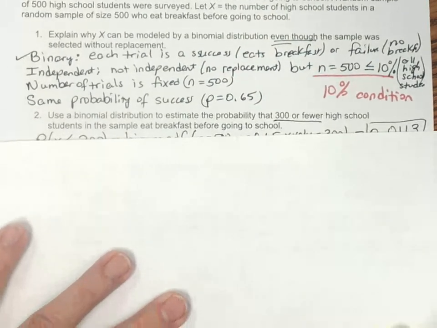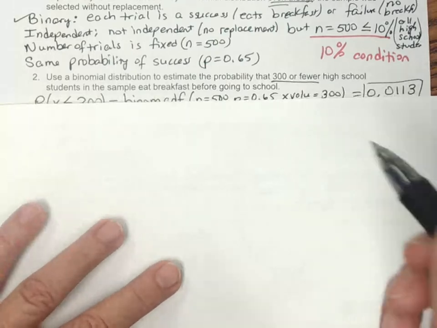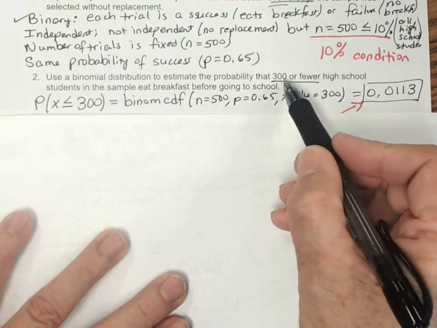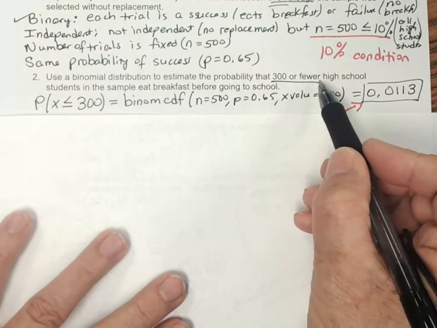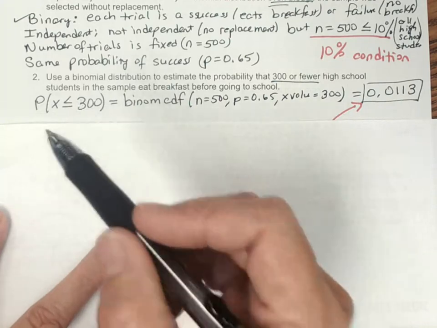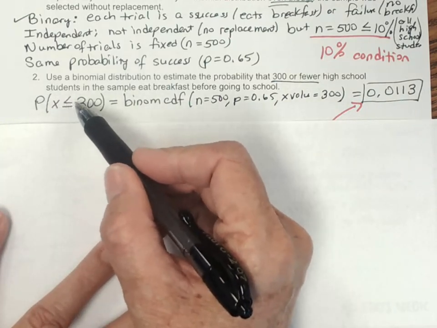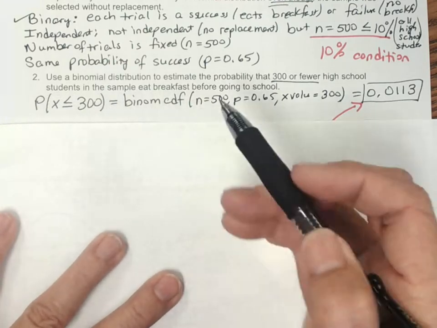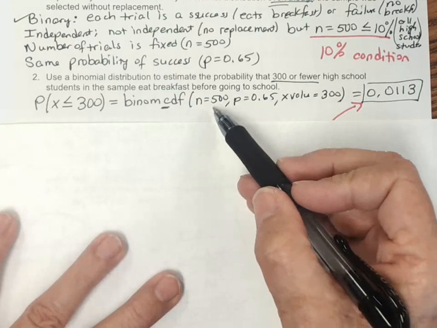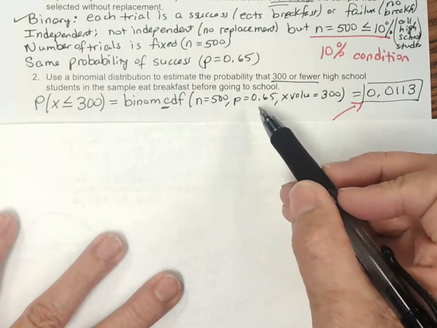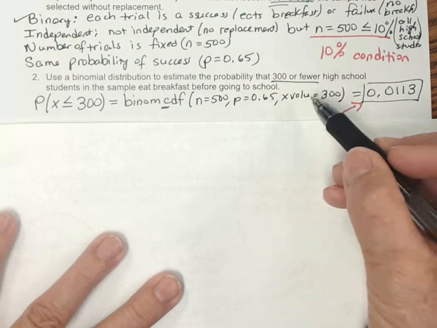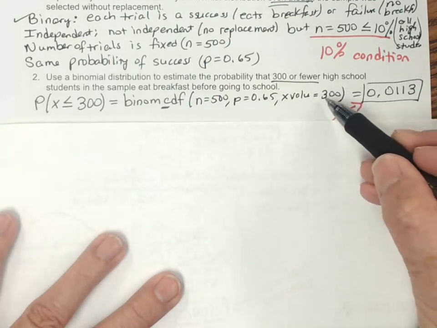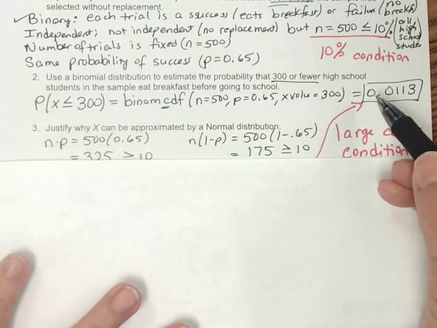Okay, use the binomial setting to estimate the probability of 300 or fewer. So that's going to be binomial CDF, because it's not that I want exactly 300, I want 300 or fewer. So I would write the probability that I'm trying to find of X being less than or equal to 300. And then this is how I'm going to plug it in the calculator, binomial CDF. Again, make sure we've got that CDF. Number of trials is 500, probability of success is 0.65, and the number of successes we want is 300, or up to and including 300. And this is the value we get.